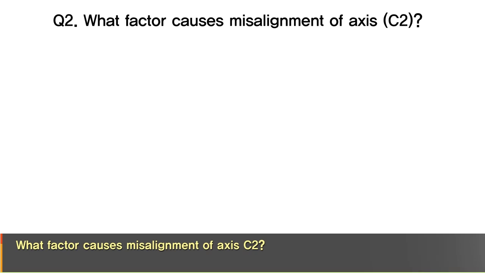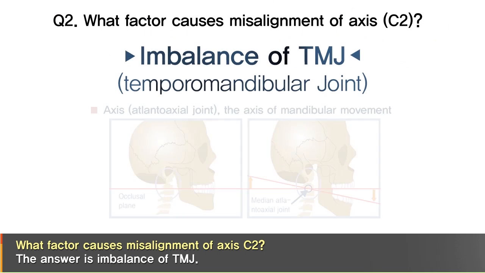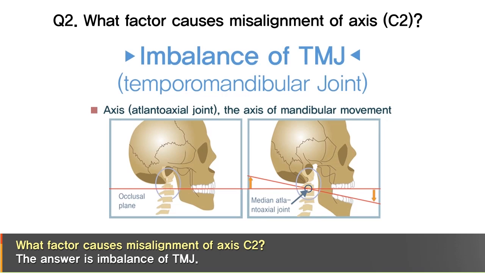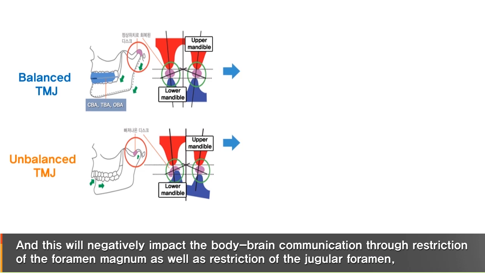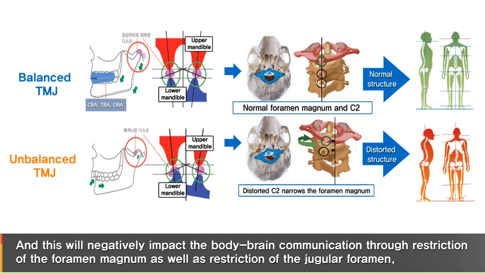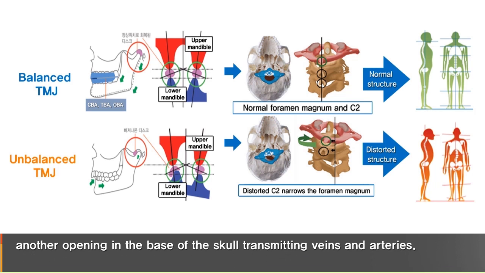What factor causes misalignment of the axis C2? The answer is imbalance of the TMJ. Once the C2 is distorted due to the TMJ imbalance, the entire structure will follow and distort. And this will negatively impact the brain-body communication through restriction of the foramen magnum as well as restriction of the jugular foramen, another opening in the base of the skull transmitting veins and arteries.